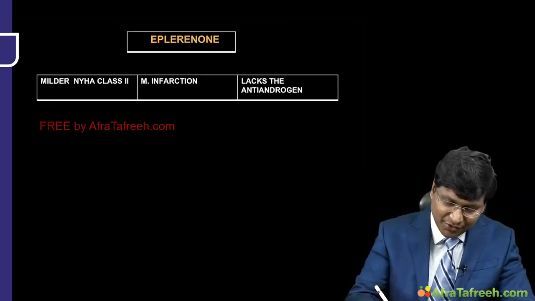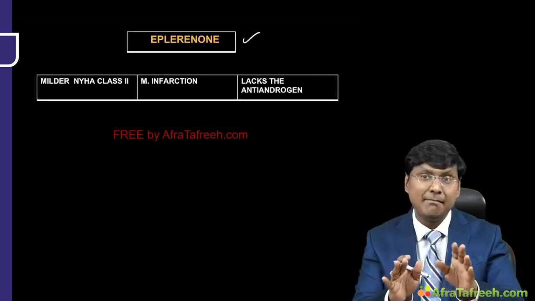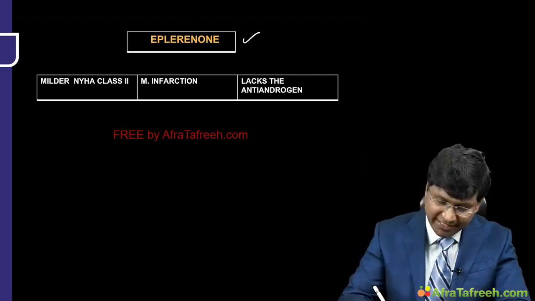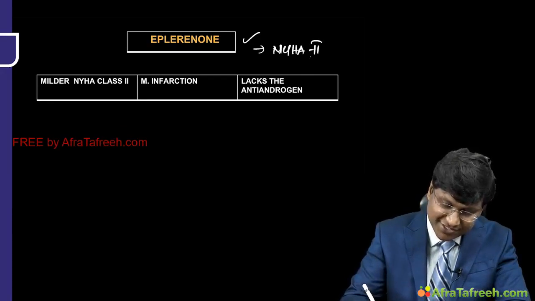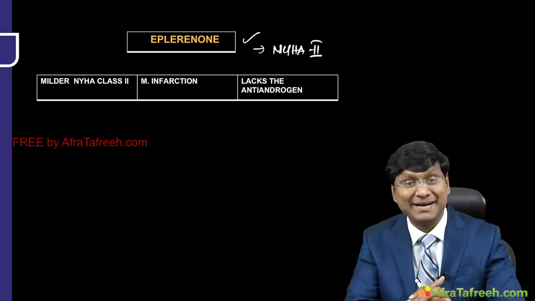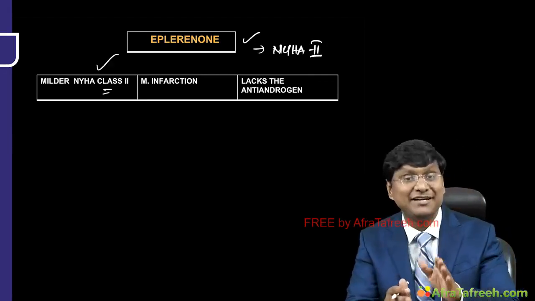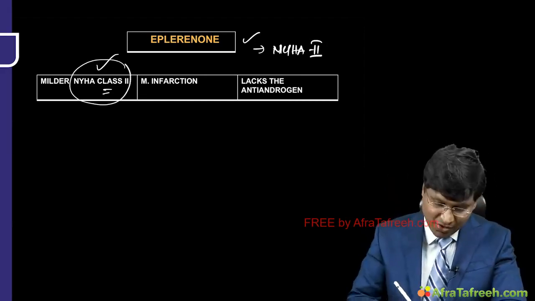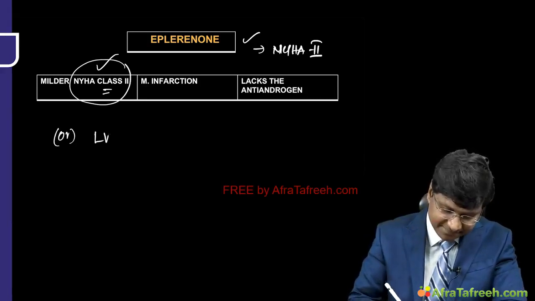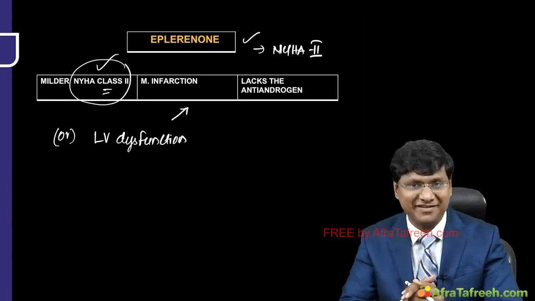Okay, so this eplerenone is studied in milder NYHA symptoms also. So even if the individual has NYHA class 2, then also you can give this eplerenone. This particular eplerenone should be given in milder classes, NYHA class 2, or if there is left ventricular dysfunction secondary to myocardial infarction.